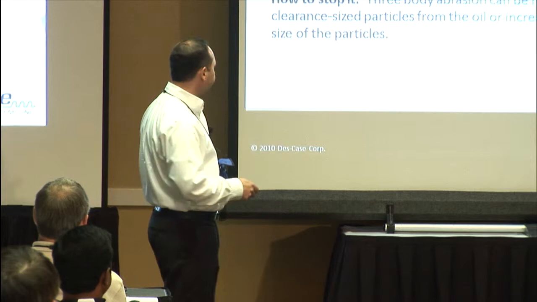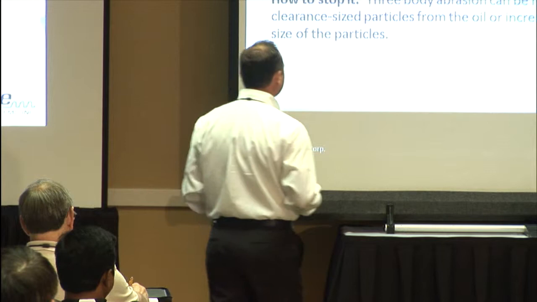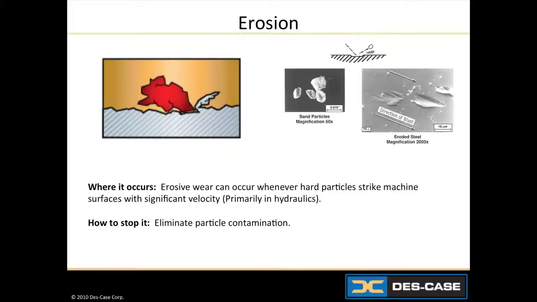So where it occurs, three-body abrasion occurs anytime clearance-sized particles get into that mating surface. The large particles can't get in there. The big ones can't get in there. The smaller ones just float all the way through. All right, so we're concerned with those clearance-sized particles. Erosion.